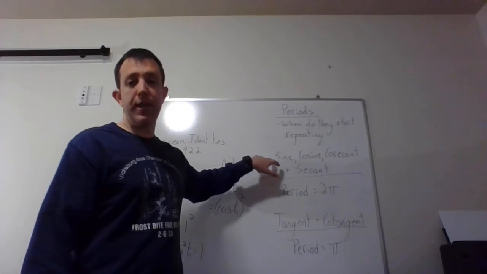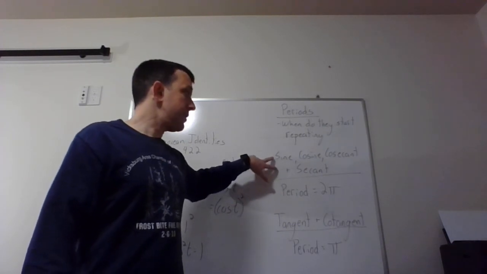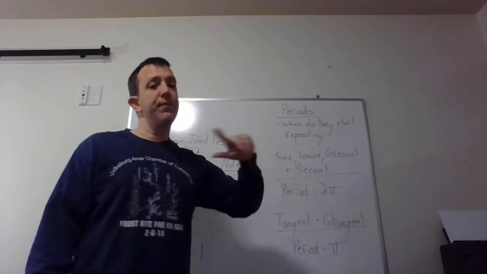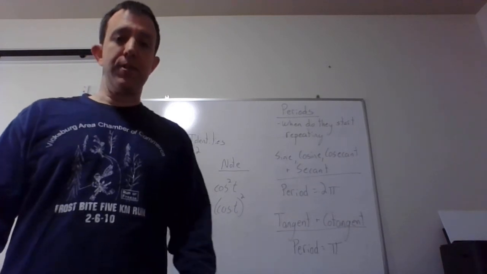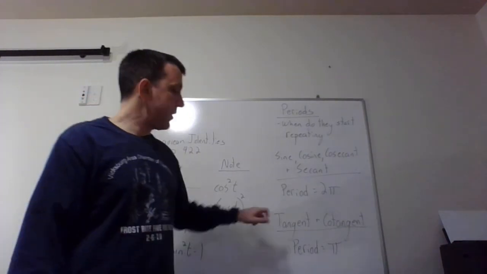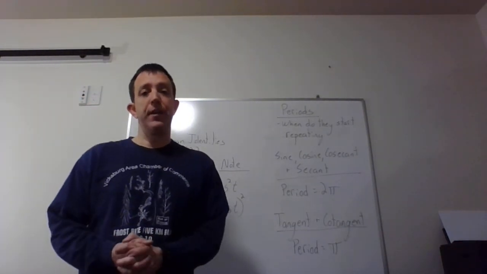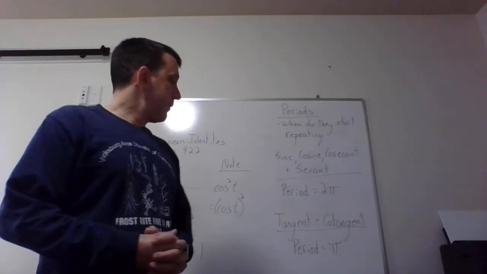For sine, cosine, cosecant, and secant, the period is 2 pi. You have to go all the way around the circle to start the repetition over. For tangent and cotangent, though, you only have to go halfway, just to pi. And yep, so those are our periods. And there we go.